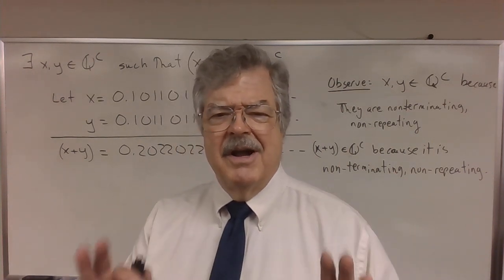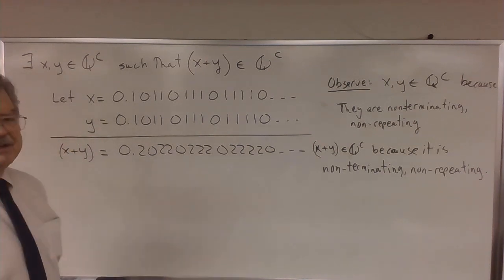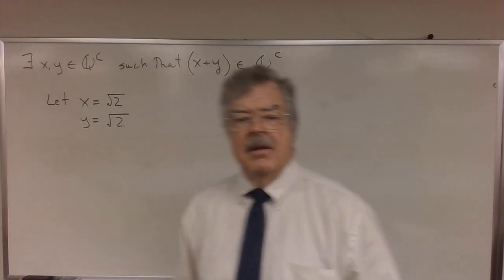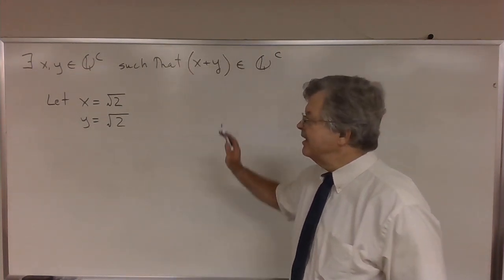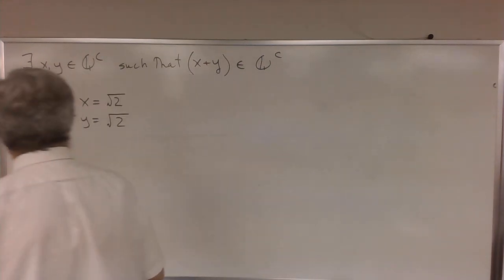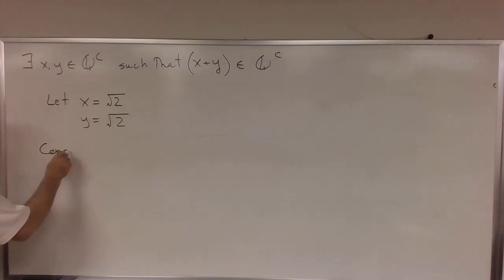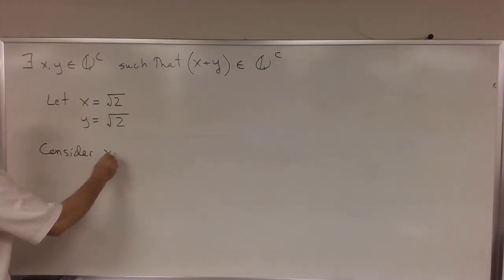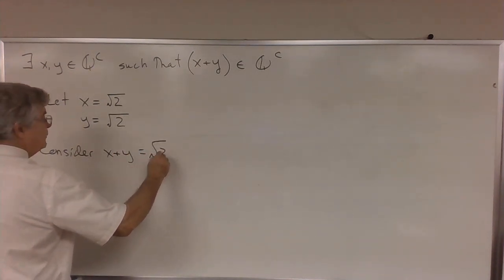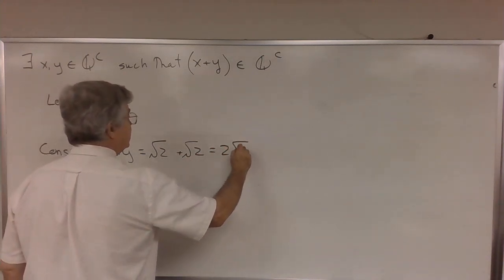Let's see, do I have time for one more quick one? I think so. Another example. Okay. x and y are well-known irrational numbers. x plus y equals square root of 2 plus square root of 2, which equals 2 square root of 2.